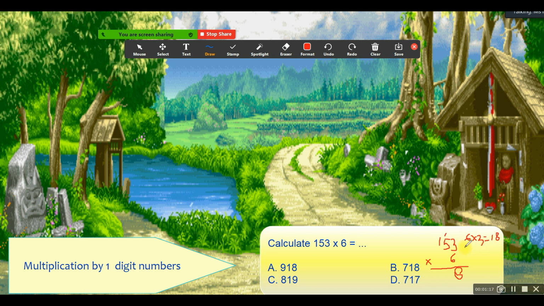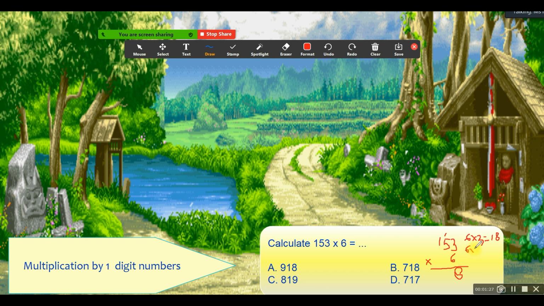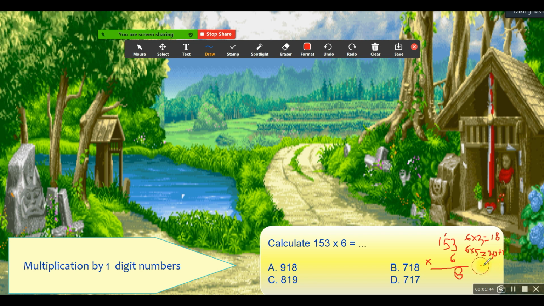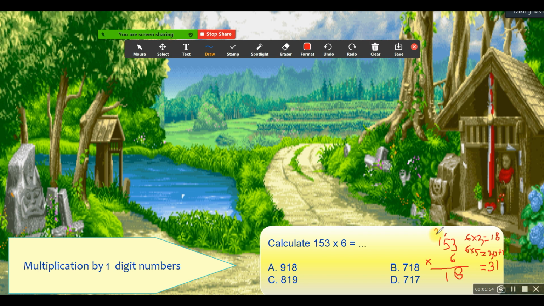And then we can multiply the ones in the bottom number by the tens in the top number. 6 times 5 becomes 30. And then plus 1, 30 plus 1 becomes 31. So we can put 1 here and then keep 3 here.